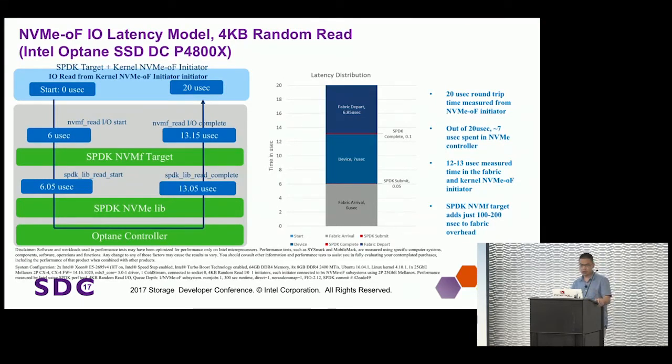And this diagram shows the detailed analysis. If we use the SPDK target with the kernel NVMe-oF initiator, we divide the total round trip time into three parts. The first is the fabric arrival time. The second is the device time, which means the I/O processing on the target side. And the last is the fabric departure time. We can see that the device time, meaning the I/O executed in the SPDK NVMe-oF target, started at 6.05 microseconds and ended at 13.05 microseconds. It is about 7 microseconds. So the time is very small.